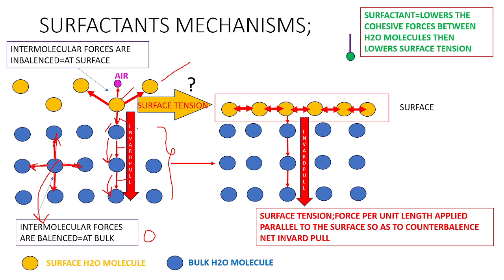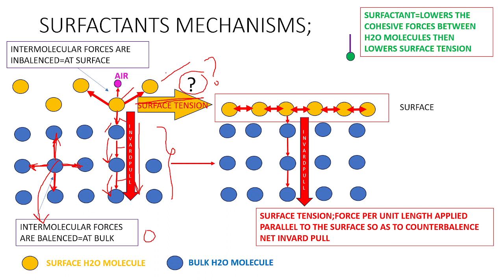In order to counterbalance this downward force acting upon the surface water molecule, we need to apply a force parallel to the surface, like this. We apply the force parallel to the surface to counterbalance this inward pull. That we call surface tension: how much force we require to prevent the pulling down of the surface water molecule. That is the simple definition.